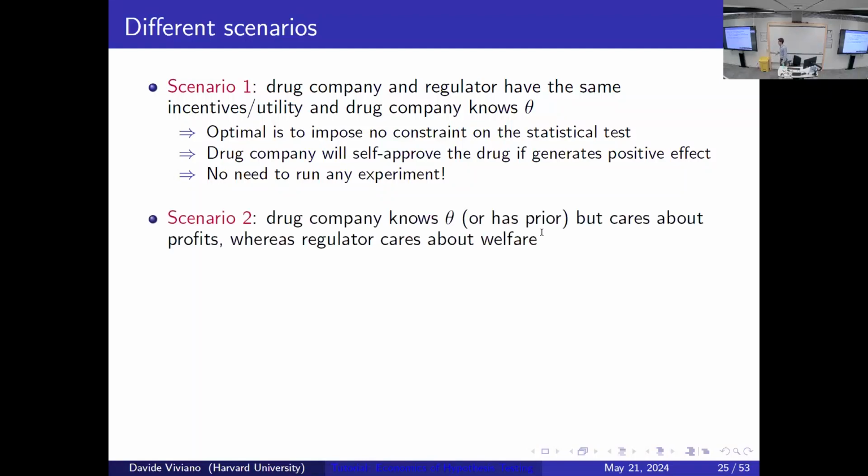So what about the other scenario? Suppose that actually the drug company has private incentive because it's going to sell the drug and make profit out of that. And so maybe now we have some misalignment both in incentive and in information.